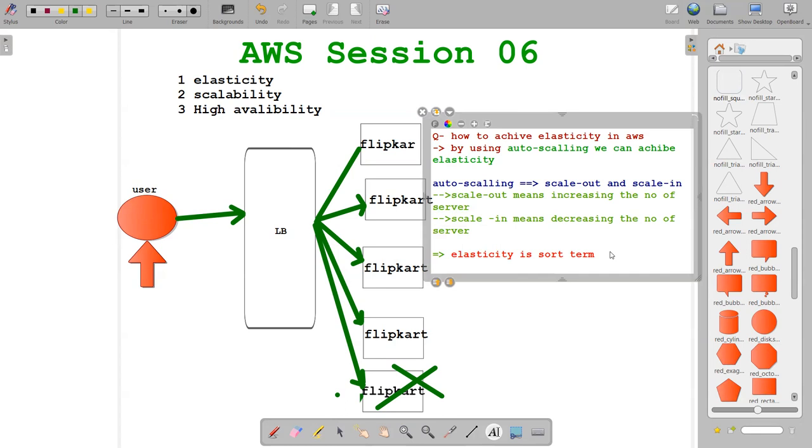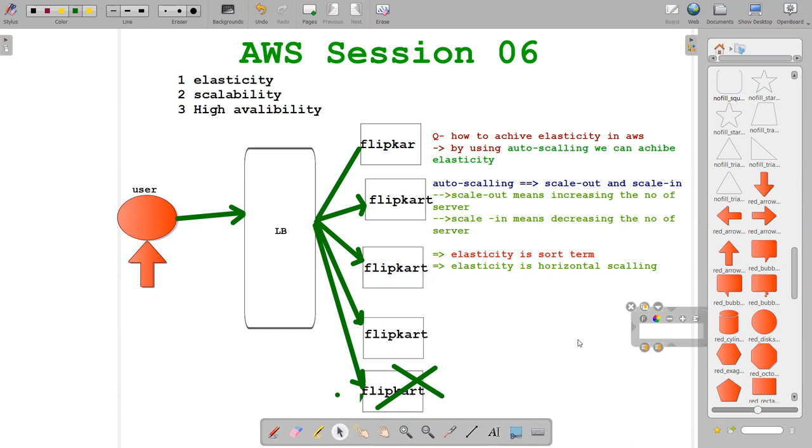So the next point is, elasticity is also called horizontal scaling. Which type of scaling is this? This is horizontal scaling. Elasticity is horizontal scaling, right?